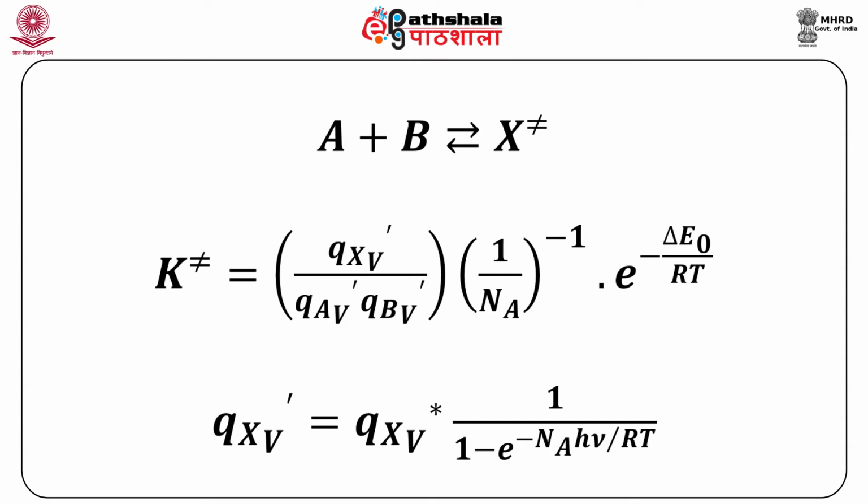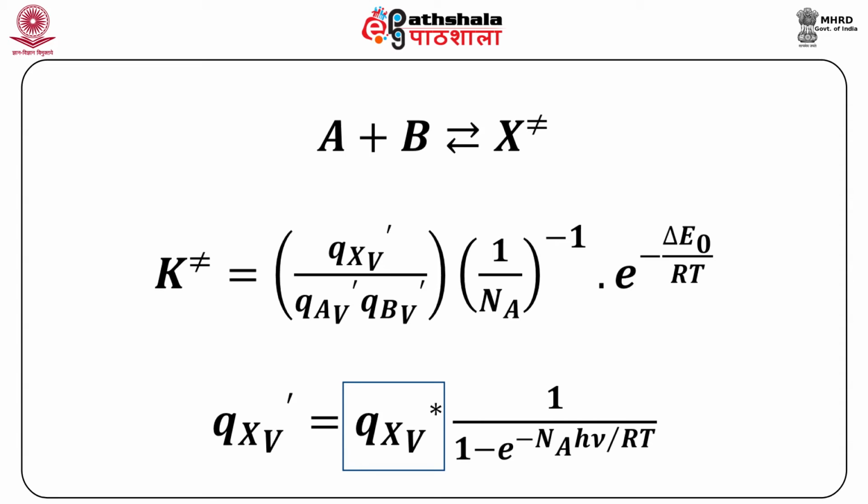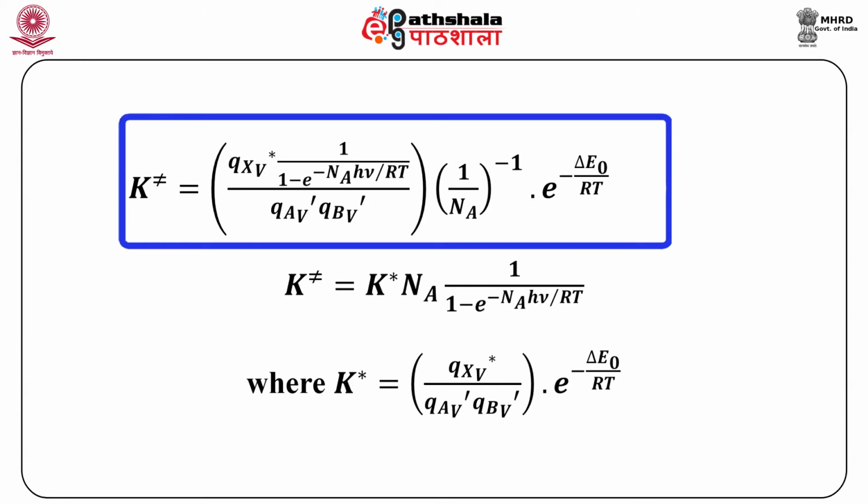Specifically, the partition function for the transition state complex becomes QXv' equals QXv* into 1 upon 1 minus e to the power minus NA h frequency divided by RT, where QXv* is the vibrational partition function corresponding to that one vibrational mode that is responsible for bond breaking and product formation. Now using this in the equilibrium constant expression, we get QXv* into 1 upon 1 minus e to the power minus NA h frequency upon RT divided by QAv' into QBv' into (1 upon NA) to the power minus 1 into e to the power minus delta E naught upon RT.